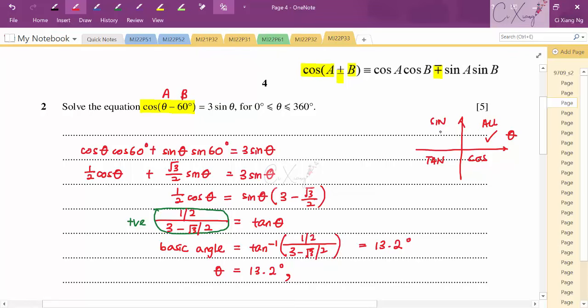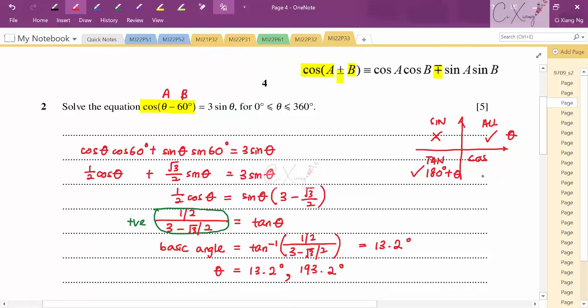In the second quadrant, only sine is positive. So we are not getting an answer for this part because we are looking for tangent positive, right? For the third quadrant, tangent is positive also, so I want to accept the answer from the third quadrant. How to get the answer from the third quadrant? Basically, it is 180 plus the basic angle. So I take 180 plus 13.2 and I will have 193.2.